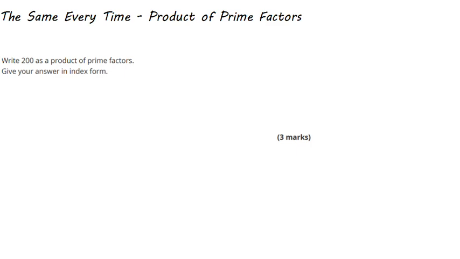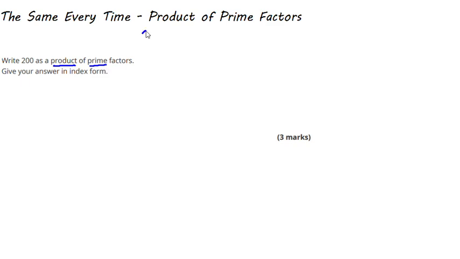Still looking at the product of prime factors. If you've watched the previous videos, maybe you could pause the video now, try this question yourself, and then compare your answer with mine. So the question says, write 200 as a product of prime factors, give your answer in index form. So these questions, it's going to be the same every time apart from the numbers, worth 3 marks. If you learn how to do these questions, get them right every time, get the 3 marks, get yourself well into the grades. Product, remember, means we're multiplying numbers together, and prime means that we're dealing with prime numbers.